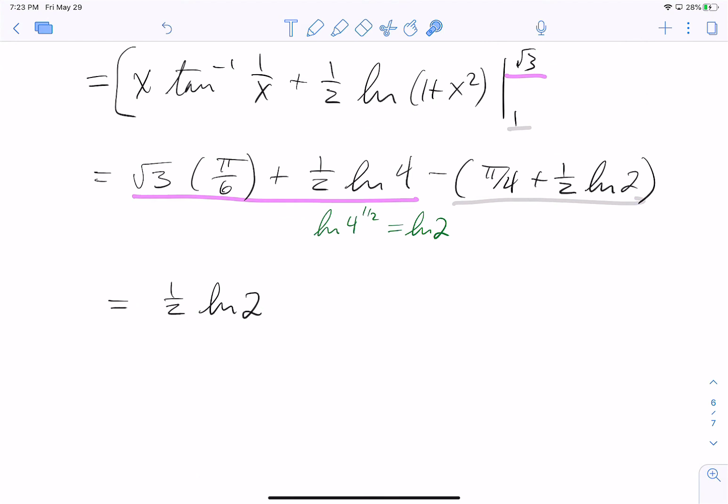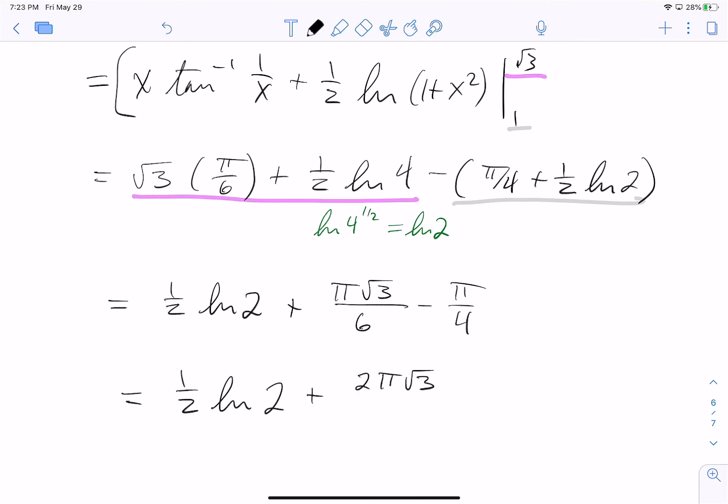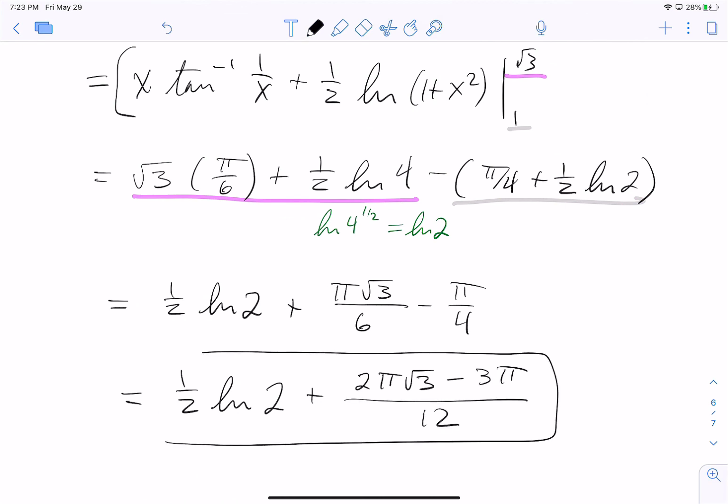But then we have this other bit to deal with, which is positive pi times the square root of 3 over 6 minus pi over 4. This could be left this way, but I prefer to get the common denominators just because it's a way to combine the pi's, really. And so we have 1/2 times the natural log of 2 plus 2 pi times the square root of 3 minus 3 pi all over 12. And that's how I'm going to present the final answer here.